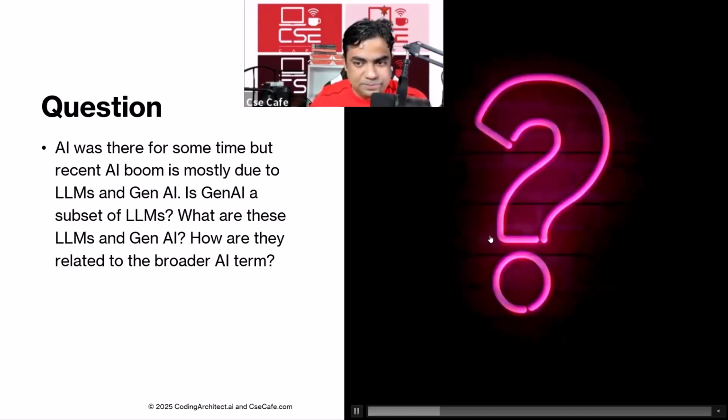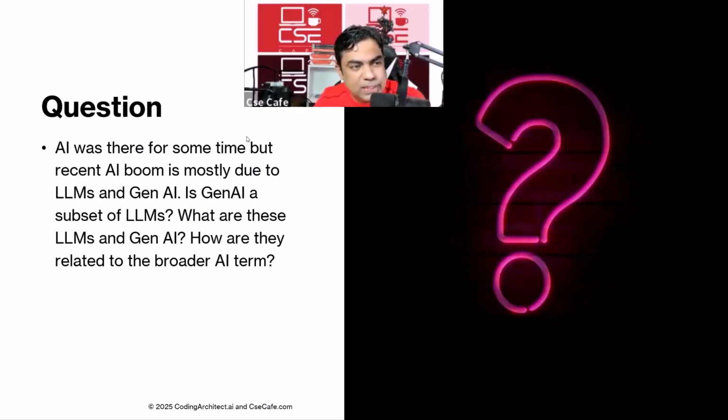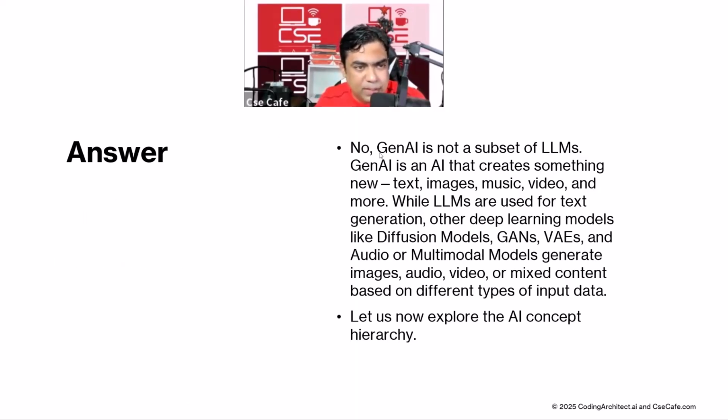Almost all of you have said no. So let us go and explore. GenAI is not a subset of LLM. GenAI is an AI that creates something new, which is why it is called GenAI. It could be text, images, music, video, and something else. While LLMs are used for text generation, there are other deep learning models like diffusion models, GANs, VAEs, and audio or multimodal models that generate images, audio, video, or mixed content based on different types of input data.